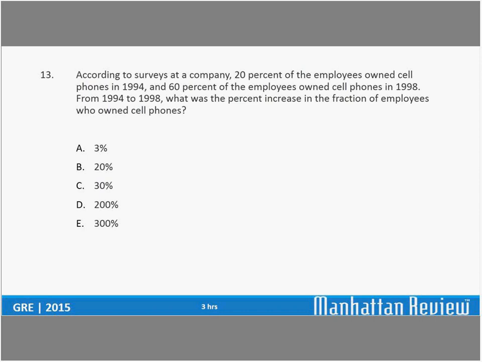In a survey at a company, 20% of the employees owned cell phones in 1994. So we are speaking of years. 1994, let us write down. 1998, also let us write down. We are speaking of cell phones. What percentage of the people own cell phones? 20%. The population you don't know. 20% of X.